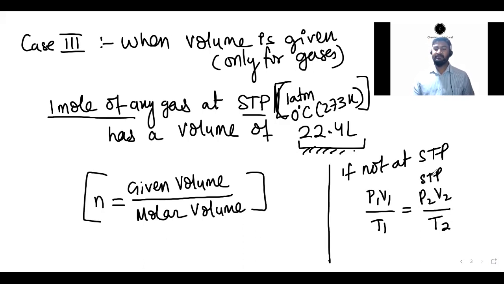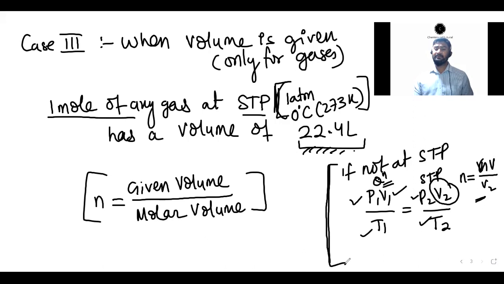Keep this at STP. Put the data as per the question, as per STP, and find the volume, and then put that into the number of moles formula, which is given volume by V2. But don't worry, this will be asked in 5th chapter, states of matter. In this chapter, we will only focus on this 22.4 liter thing. So this is how we do it.